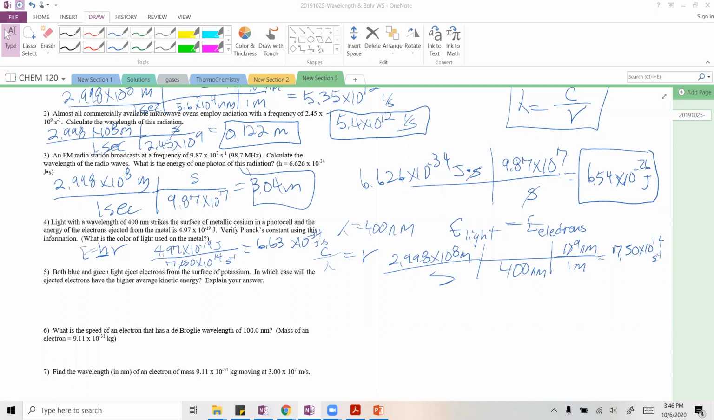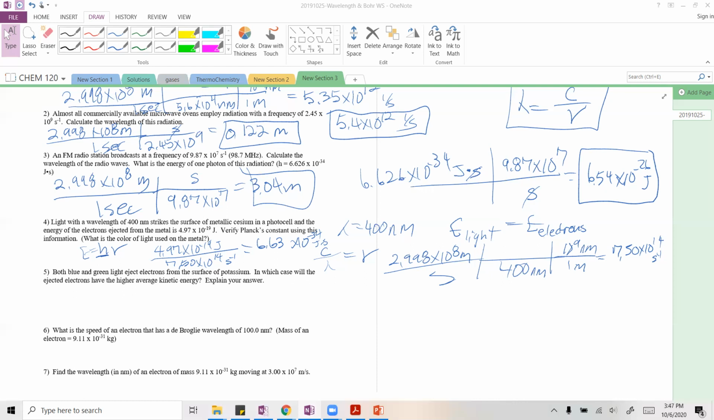Now let's look at the next one. Both blue and green light eject electrons from the surface of potassium. In which case will the ejected electrons have higher average kinetic energy? Then we need to explain it. So let's think about this. If both of them eject electrons, so they both have enough energy to break our electrons free, the one that's going to eject faster electrons is going to be the one that has more energy.